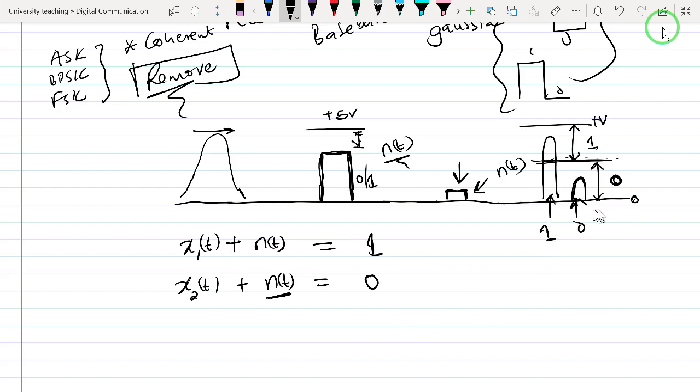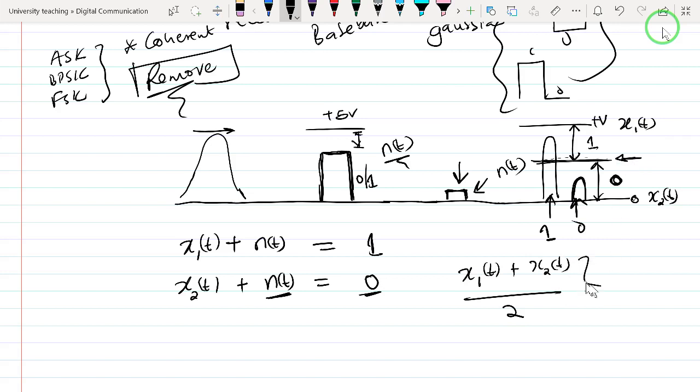So mathematically, how do we do that? If we know this is representing x1 of t and this is representing x2 of t, remember x2 of t represents the binary 0, then we can say that the midpoint between them can be found by just saying x1 of t plus x2 of t divided by 2. This gives us the average value here, or the midpoint value there.